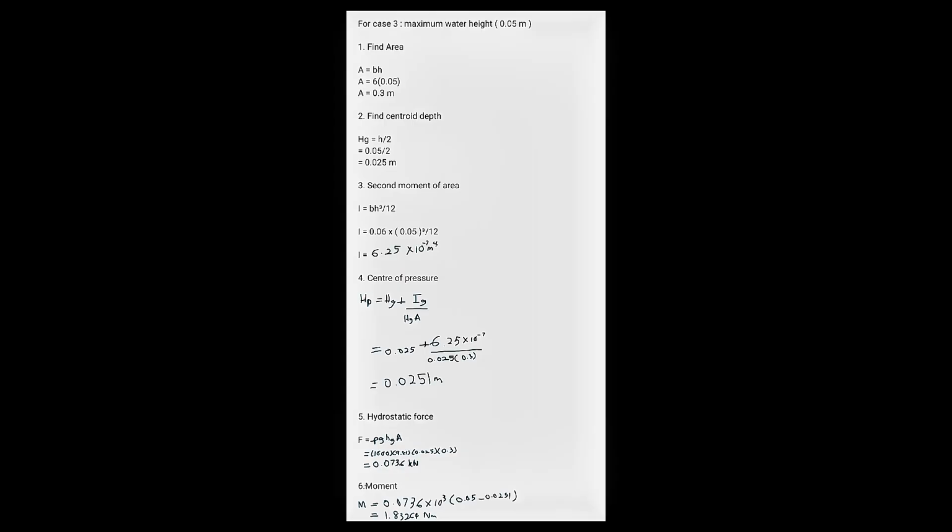Both cases use the same equation but differ in height. I hope you guys can understand.